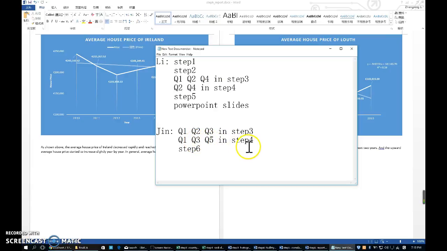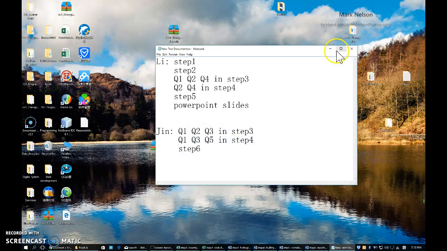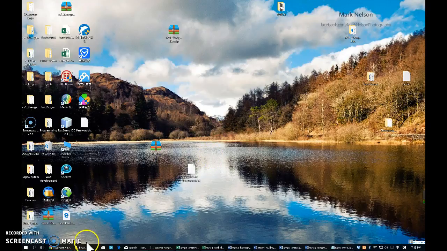question 3, and question 5 in step 4. I was responsible for the step 5 correlation and the PowerPoint slides, and Jing was responsible for step 6, which is to write a report. And next, I'm going to discuss the database.